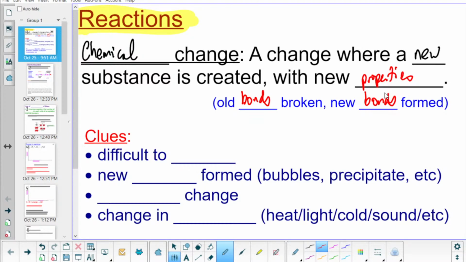Perfect. Thank you. Now there are some clues for a chemical change. What are the clues for a chemical change? Release of energy in the form of heat. Change in temperature. Formation of a precipitate. Change of color. It's going from white to black.